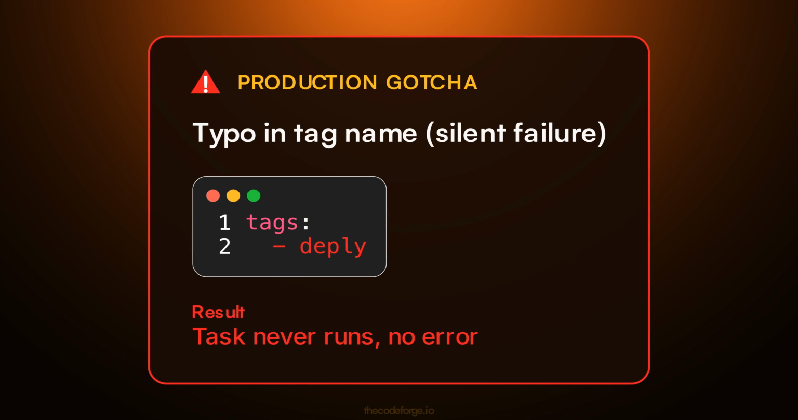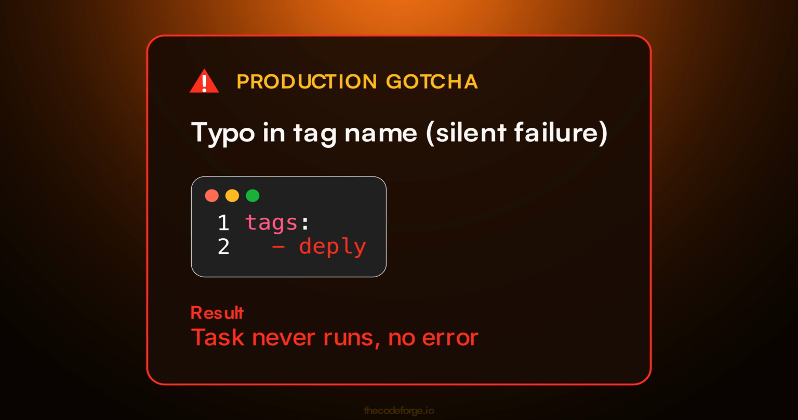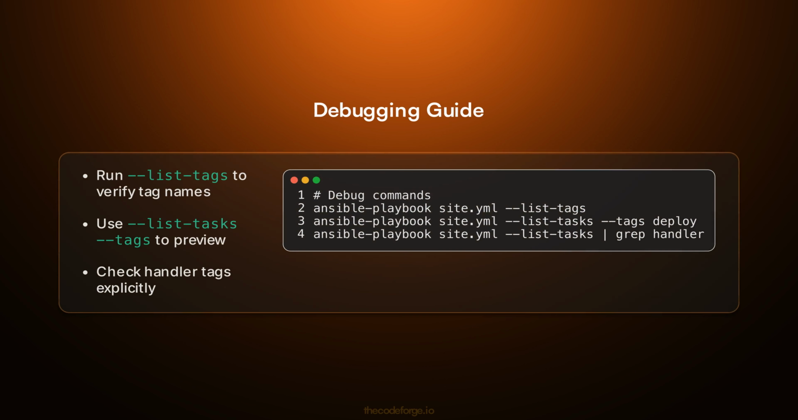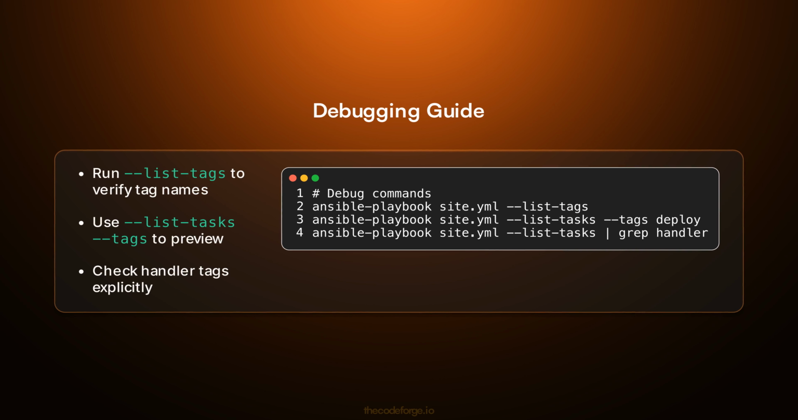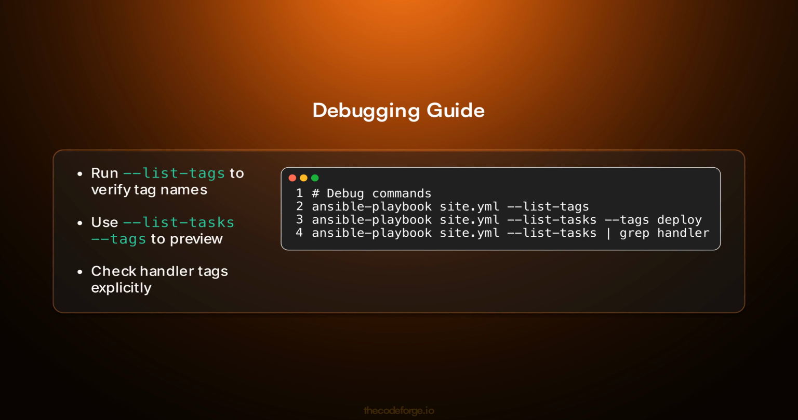Ansible silently ignores unknown tags. If you misspell a tag, the task won't run and you'll see no error. Always use --list-tags to verify. To diagnose tag issues, start with --list-tags to see all tags. Then use --list-tasks --tags to see which tasks will run. For handlers, grep the output to verify their tags.